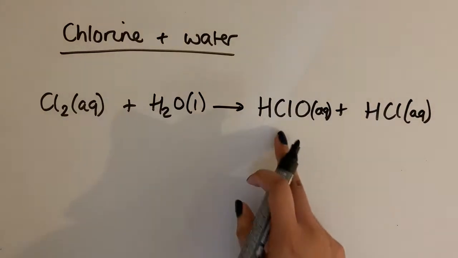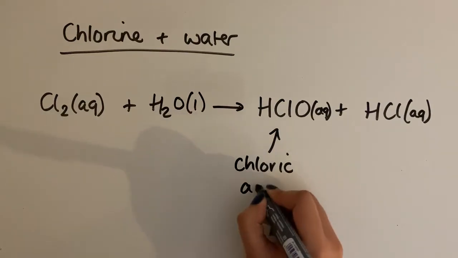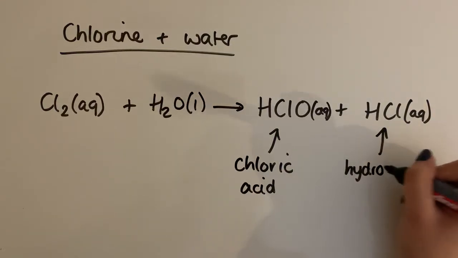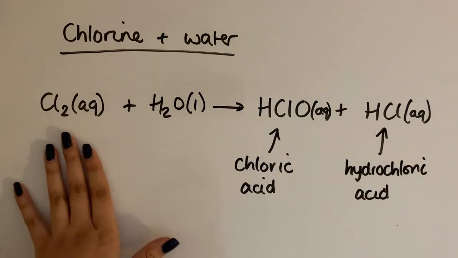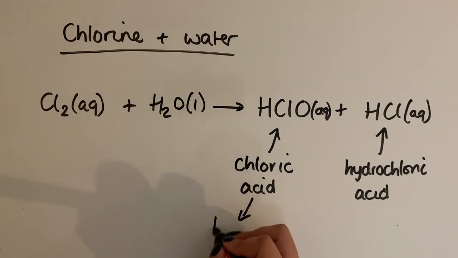Okay, so this one here, HClO, is called chloric acid. And this one here, as we know, is called hydrochloric acid. Okay, so it's only going to be a small quantity of chlorine that's added, so it shouldn't make a huge harmful difference in terms of the acidity of the solution. But it is the chloric acid that kills the harmful bacteria. So the chloric acid is the main component that kills off bacteria. You should also know that chloric acid has a bleaching effect.